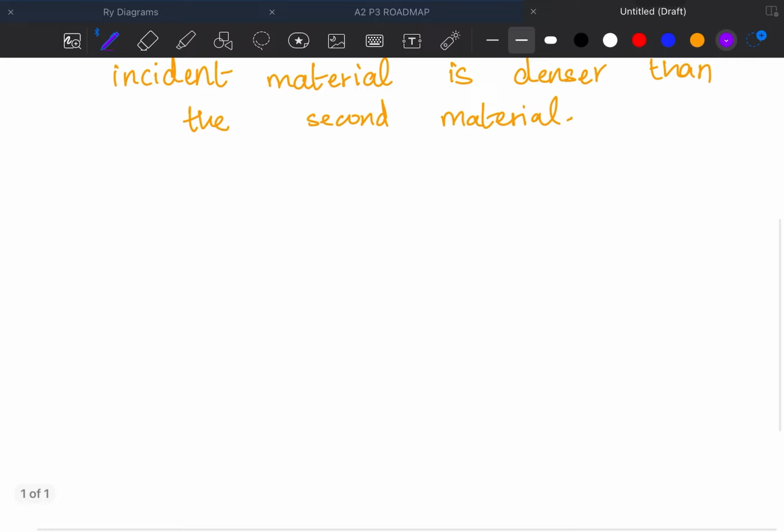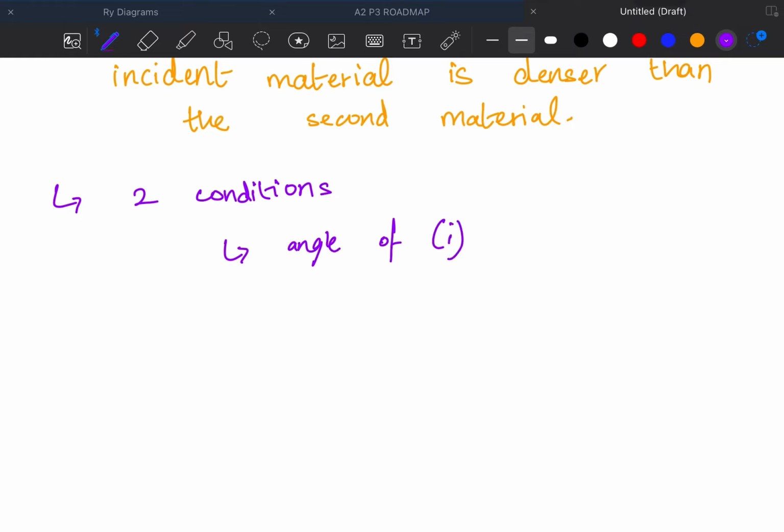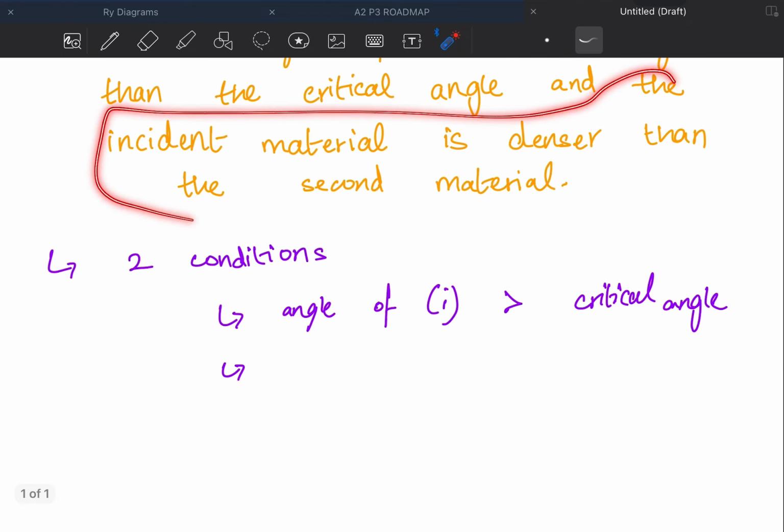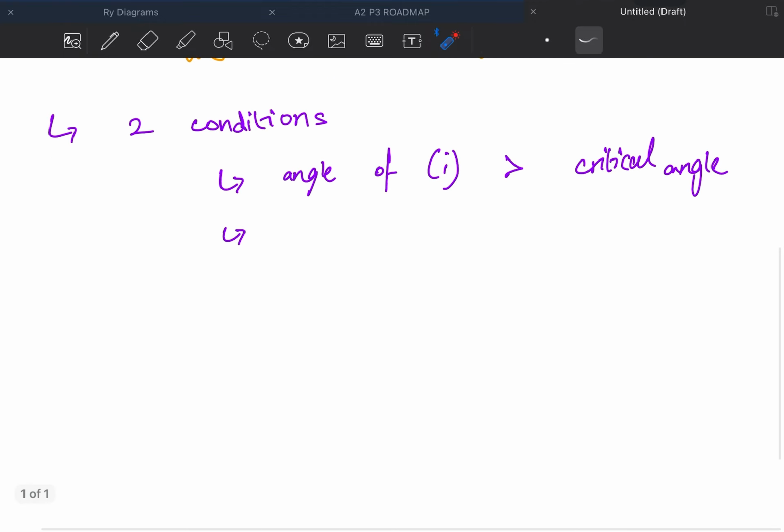There are always two conditions for total internal reflection. I'll write them in short form. The first is that the angle of incidence, I, is greater than the critical angle. And the second condition is that the incident material is denser than the second material. So basically the same thing comes under the second condition.